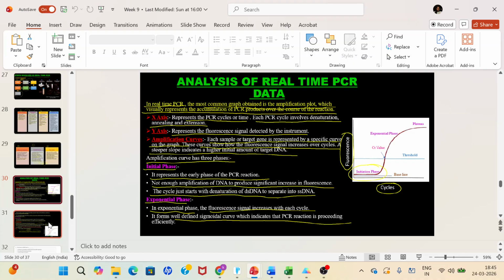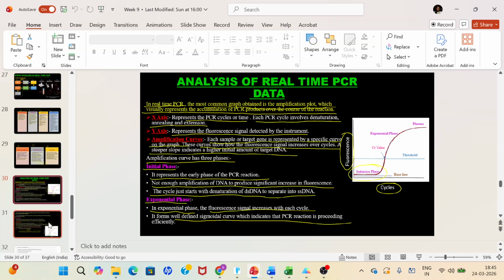So they are telling you about the graph, how to analyze the real-time PCR data. In real-time PCR, the most common graph obtained is the amplification plot, which usually represents the accumulation of PCR products over the course of the reaction. Okay. So first of all, the x-axis, what does it represent? It represents the PCR cycles or time.